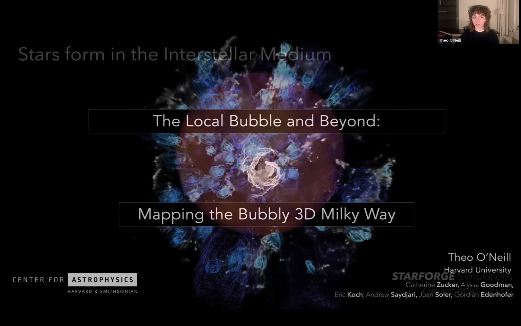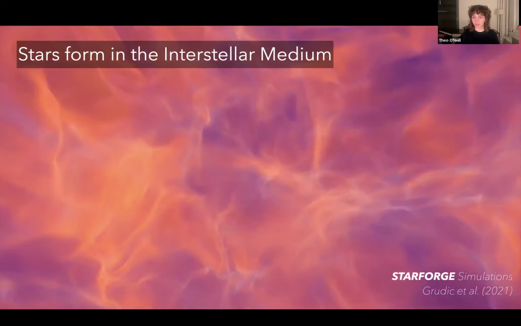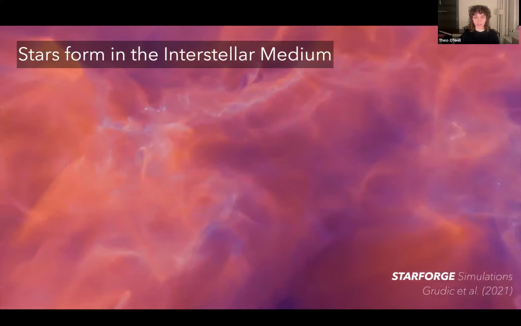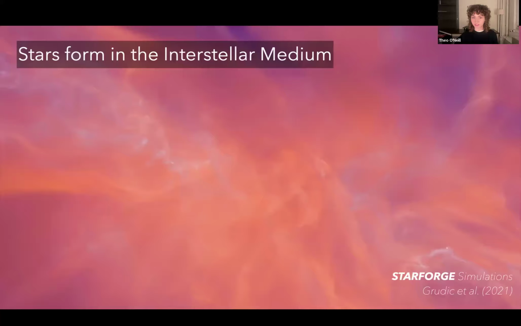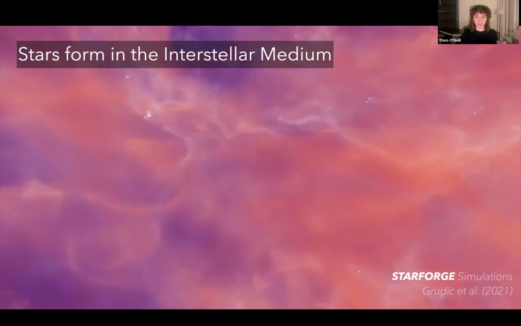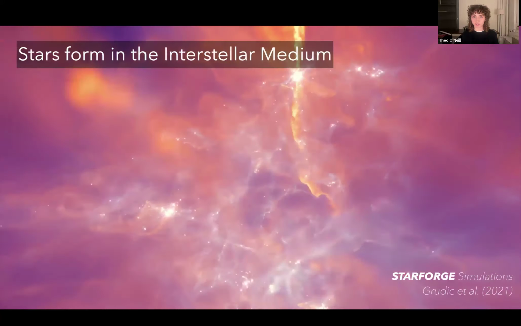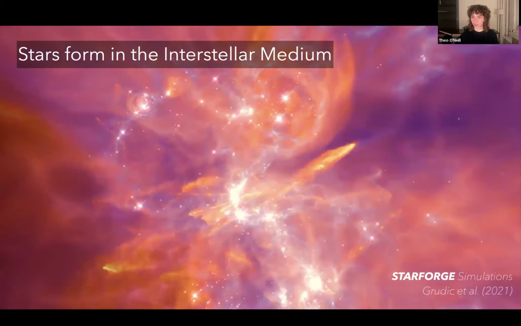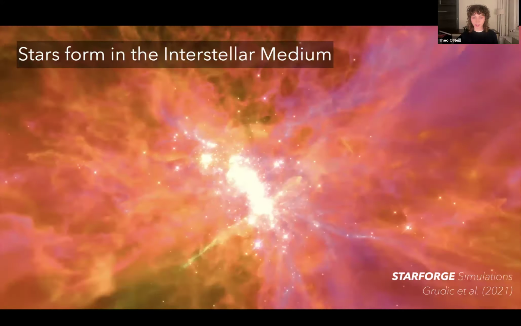And so I thought it would be useful to start with a high-level overview of how stars actually form. And the video that I'm showing here is from a suite of simulations called StarForge. What you're seeing here is an overview of what we call the interstellar medium, or the space between stars. Everything in between the stars is full of dust and gas. This is shown here by these pink and purple clouds. When these clouds get dense enough under the force of gravity, they can collapse and form young stars, like we're seeing here in this video.